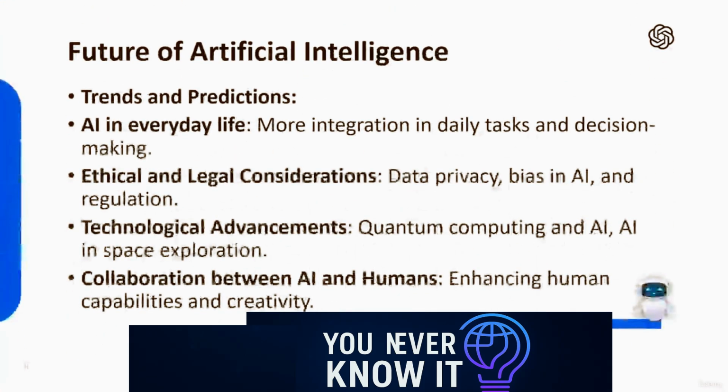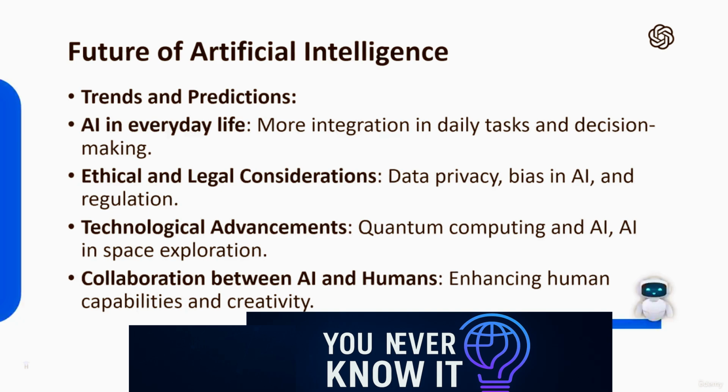So the future of artificial intelligence: trends and predictions. AI in everyday life means more integration into daily tasks and decision making using artificial intelligence. Nowadays you may observe that when you ask YouTube for some song, the filtering and list of songs that come up is done by artificial intelligence, and most people are using mobiles with AI.